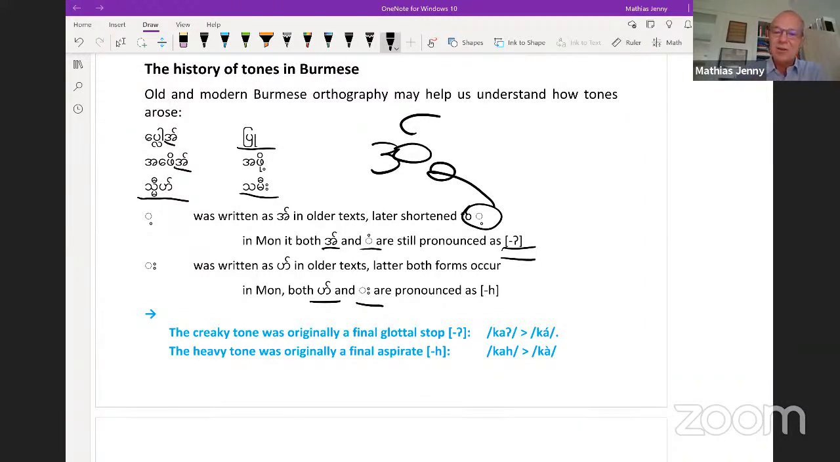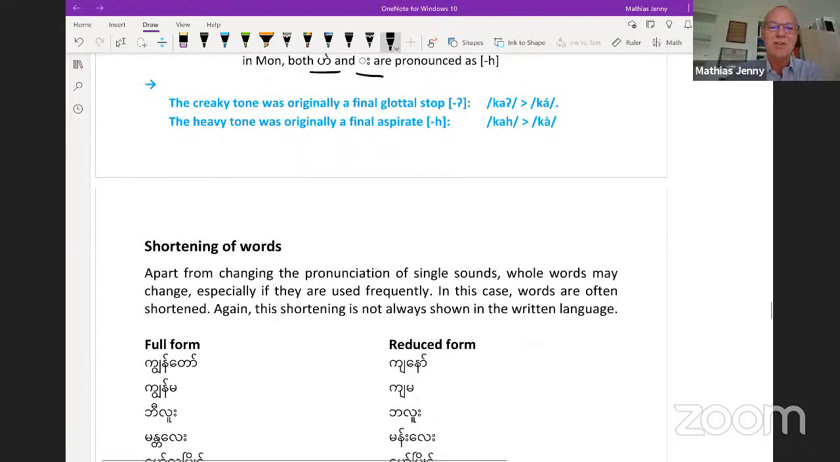What today is the heavy tone, spelled with Wisdom, probably goes back to final H, which was pronounced as final H, like Samih. Samih, daughter, which then became Sami or Dami. So the spelling of Burmese suggests that tones are something pretty new in the language.